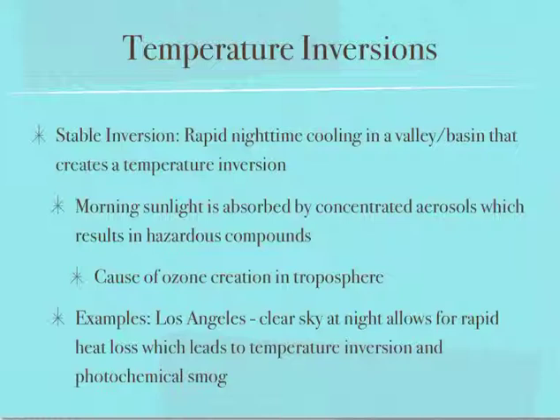A good example of a stable temperature inversion is Los Angeles. The clear sky at night allows for rapid cooling and heat loss on the surface, which then leads to a temperature inversion, which in the morning creates photochemical smog that surrounds the city.